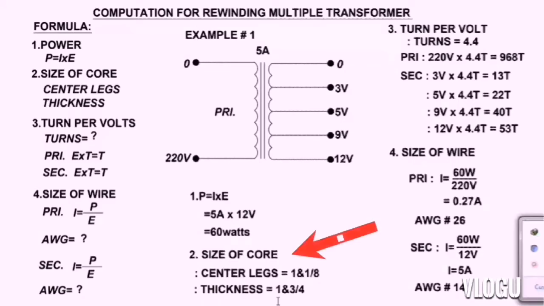Number two, we get the size of core. By getting the size of the center legs and thickness, we have the standard table to be used. And take note, we must know the wattage or power of our transformer before we proceed to our standard table chart.